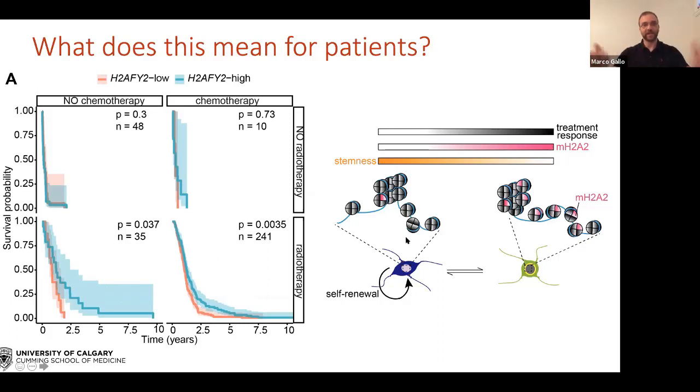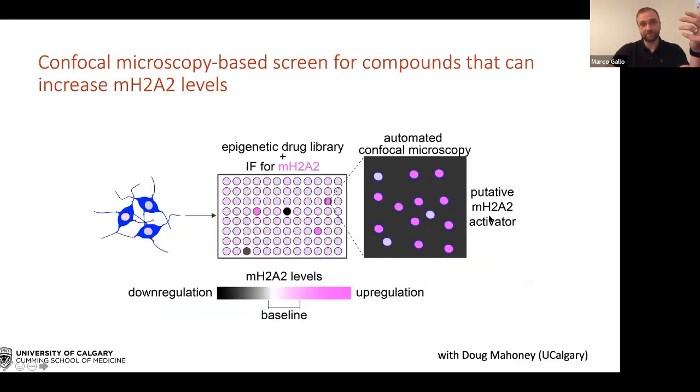So this kind of suggested that cells that have high macroH2A2 levels may be more differentiated, less stem-like, and seem to respond to treatment better. So we did a screen for epigenetic drugs to identify compounds that can increase macroH2A2 levels. The reasoning here is if we can increase macroH2A2 levels, we might improve the chances of a patient responding to therapy.